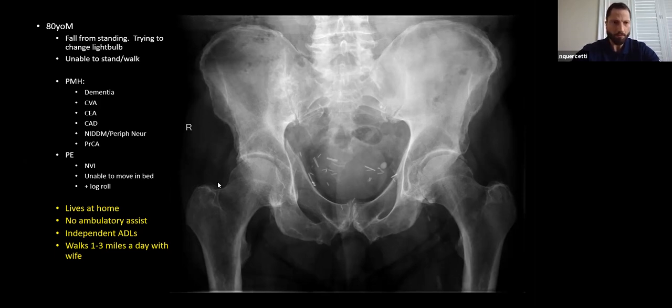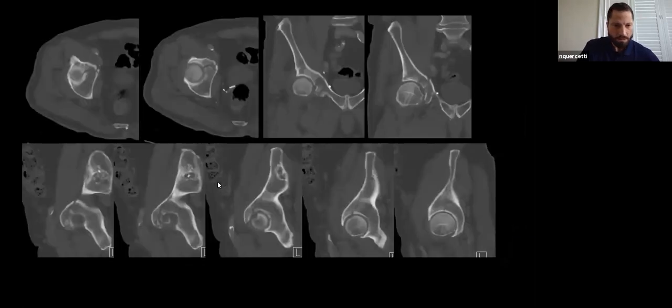But this patient, 80-year-old, fell from standing while trying to change a light bulb. A lot of medical conditions, but they're also pretty active. I mean, he walked 1 to 3 miles a day with his wife, depending on how he felt. So a really active guy, history of prostate cancer, as you can see. And he has a minimally displaced transtectal transverse. This is a CT scan.